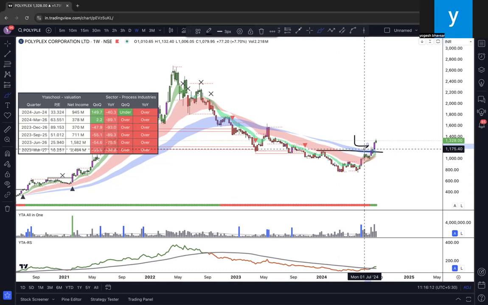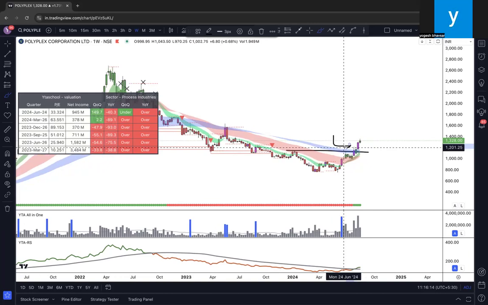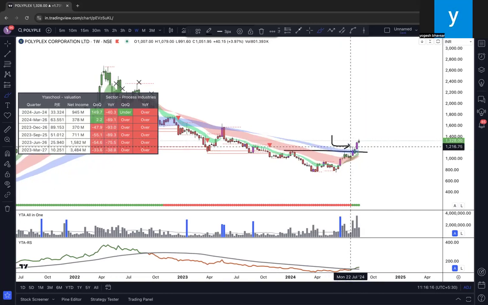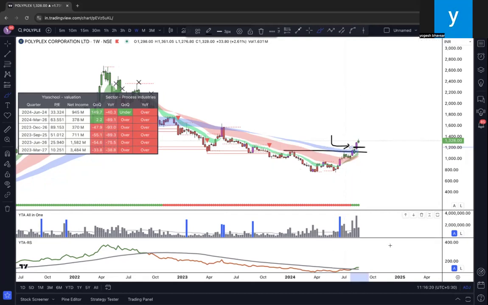Now again, this is my formula. Okay. Now what happened? To you, it's a breakout. But how to validate? Now when there is a breakout, what is happening?